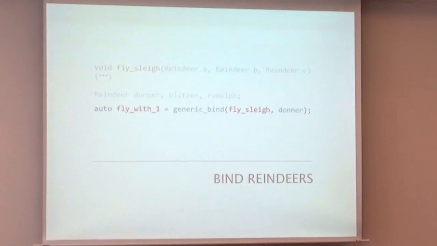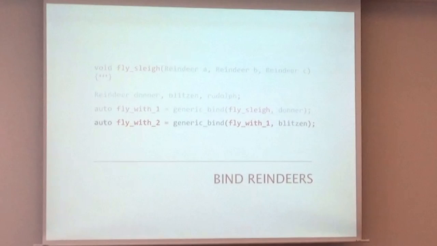Okay, and we can continue with it. Since fly with 1 is a callable object, we can bind again. We generate with generic bind, binding to fly with 1 the next reindeer, a new callable object fly with 2. That's great, and now let's call it. So now we call it, and of course there's 1 reindeer left. And this is the point where auto comes into account, the auto lambda. Here we can just pass another reindeer to the remaining left parameter, which is the parameter C, which is missing here, and this is of course Rudolph.